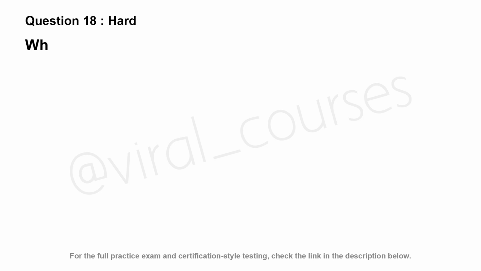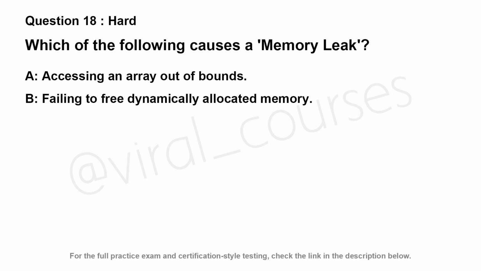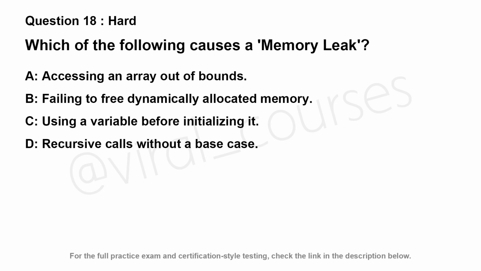Which of the following causes a memory leak? Option A, accessing an array out of bounds. Option B, failing to free dynamically allocated memory. Option C, using a variable before initializing it. Option D, recursive calls without a base case.